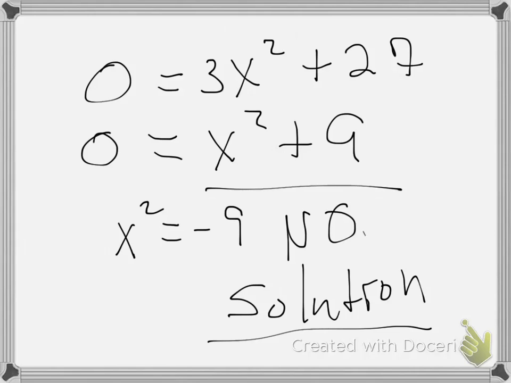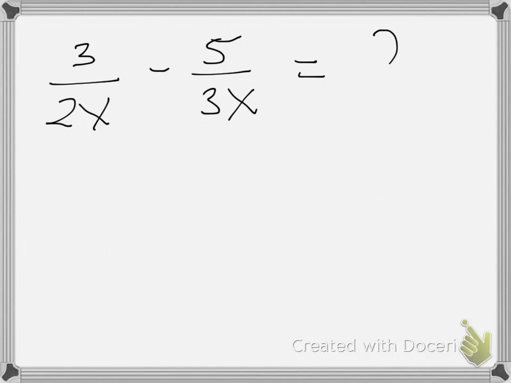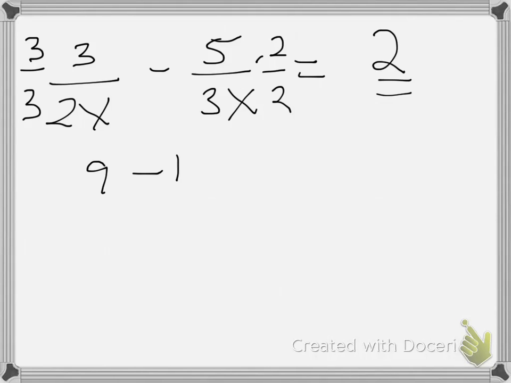Okay, let's take a look at one more. How about 3 over 2x minus 5 over 3x, and that equals 2. Now with this one, I'm going to let this 2 alone for a while. I'm going to get common denominators on the left-hand side here. I'm going to multiply this first fraction by 3 over 3, and the second fraction by 2 over 2, and I'm going to get 9 minus 10 over 6x, that equals 2.